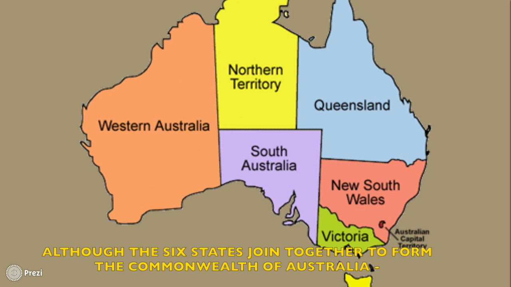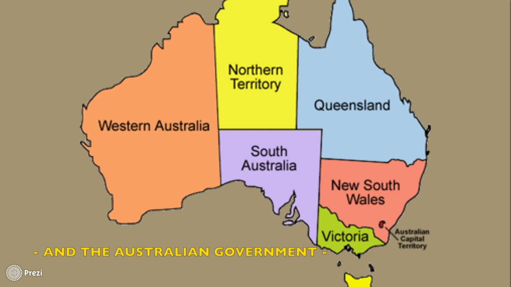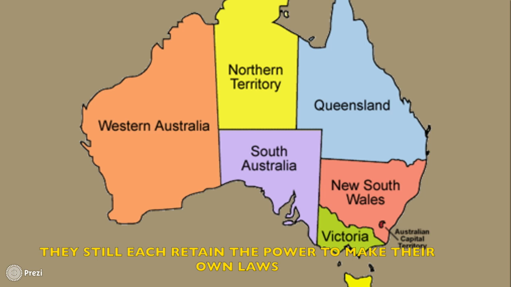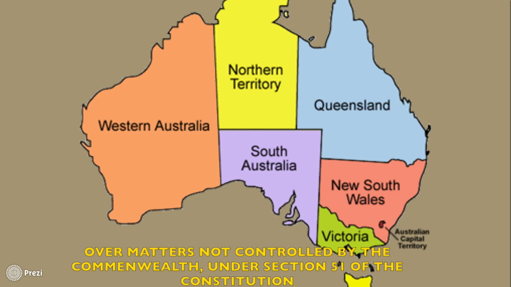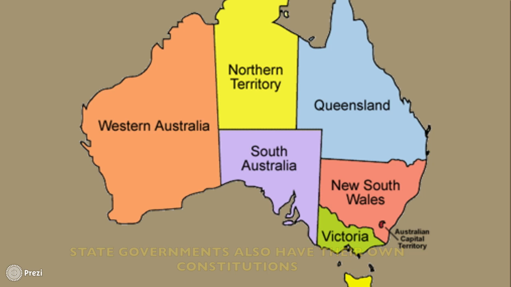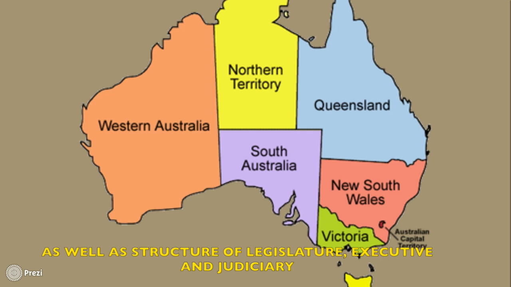Although the six states joined together to form the Commonwealth of Australia and the Australian government, they still each retain the power to make their own laws over matters not controlled by the Commonwealth under Section 51 of the Constitution. State governments also have their own constitutions as well as a structure of legislature, executive, and judiciary.